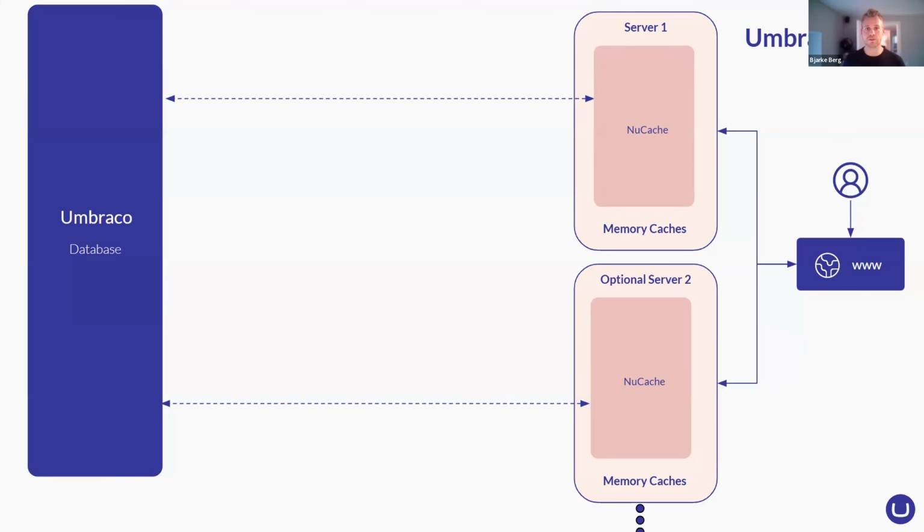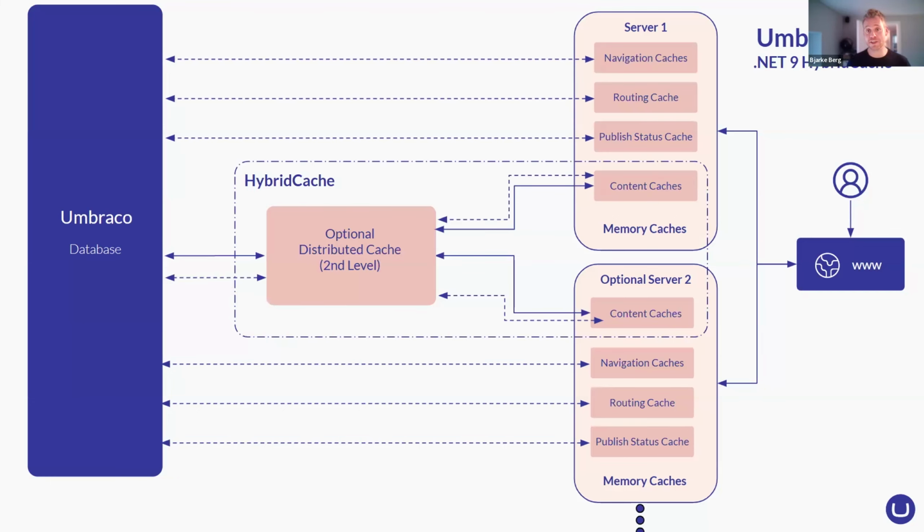If you roll forward to the next slide, you'll see the new setup in Umbraco 15. So now each server has multiple caches. It has navigational caches with all the navigation content, parents and children, for both media and documents. It has routing caches, so all routes are determined on publish time, and it has a full cache of what is published and what is not. And then the new feature HybridCache is for all the properties on the content. So this is called the content caches. We have one for media, one for documents.